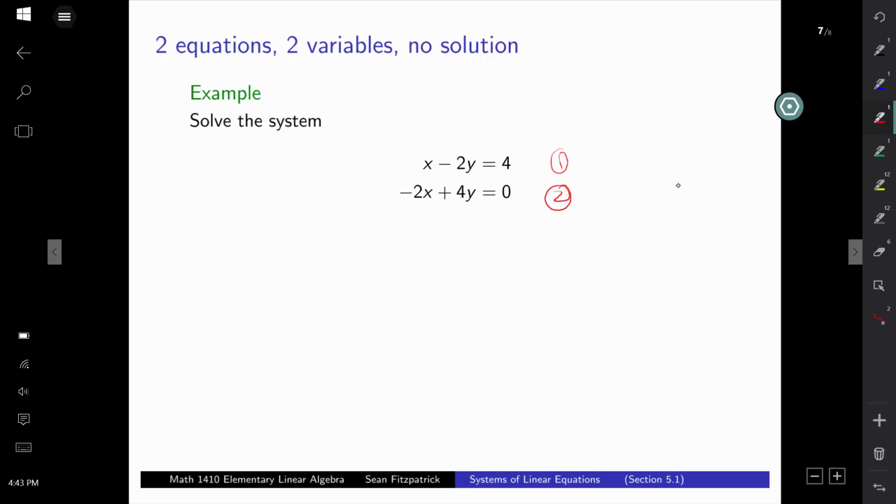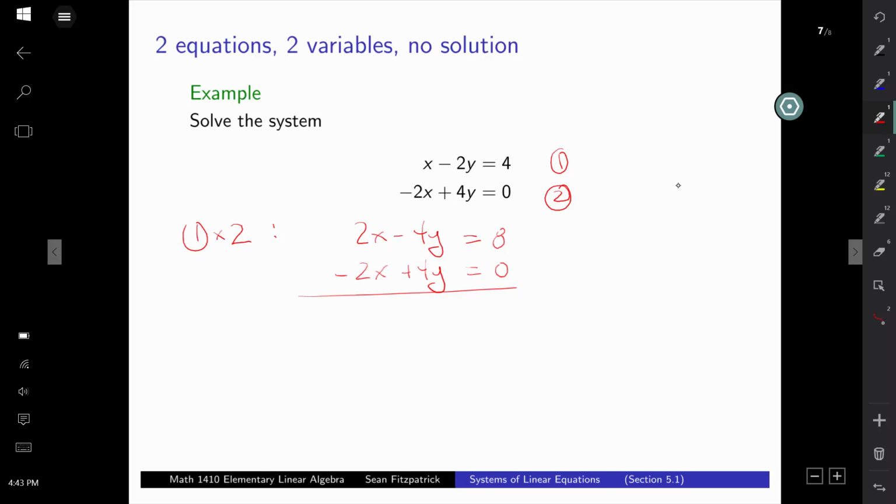Well, let's do equation 1 times 2. We get 2x minus 4y equals 2 times 4, so that's going to be 8. Okay, minus 2x plus 4y equals 0. Right? We can add these together, right? If the left-hand side equals right-hand side for both of them, then adding the left-hand sides should be the same thing as adding the right-hand sides. And what do we get?